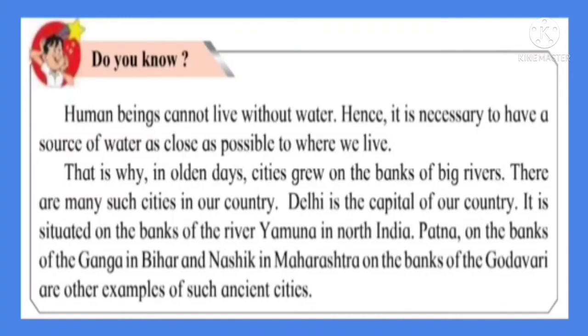Patna on the banks of Ganga in Bihar. So this is another place where there is a settlement. Patna is a settlement on the banks of river Ganga. It is in Bihar, and Nasik in Maharashtra is on the bank of the Godavari. So these are some examples where people love to stay, where there is a source of water, where there is a settlement. You are sure to understand that there is a source of water at that place.